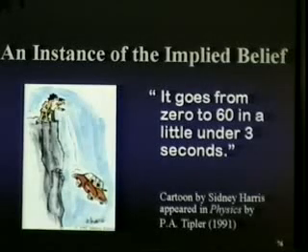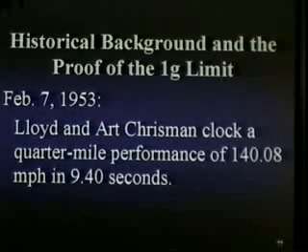Historically, there's been an implied belief that 1G is the fastest that a car can accelerate, free fall. So basically, free fall and a car going is essentially the limit. And let's explore how that happened to be. Now, in the popular freshman physics book by Tipler, there's an example of an instance of this implied belief. It goes from 0 to 60 in a little under 3 seconds. The fastest you're going to get a car to accelerate is to push it off a cliff. Okay? Well, that's wrong.